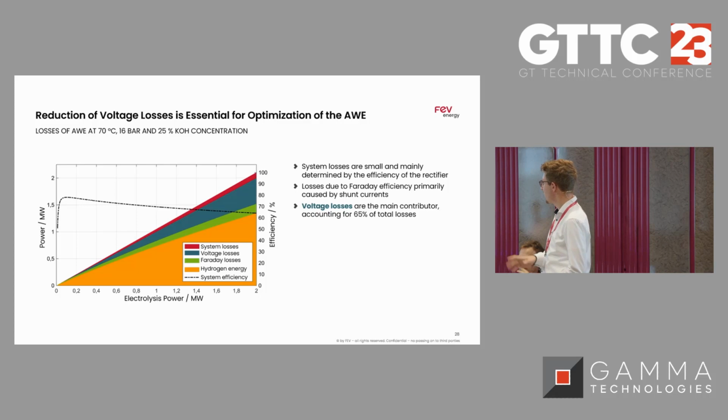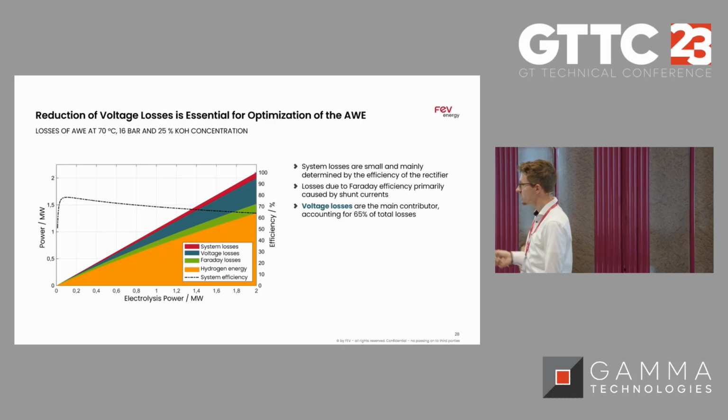So now we have power on the X and Y axis. We ramp up from 0 to 2 megawatts. The orange part is what we are left with in hydrogen energy, and the other colors are what we've lost along the way on the Faraday, so the mass losses of hydrogen, and then the voltage losses, which we can see have really the highest impact. Trying to reduce all these ohmic losses is really the key part, as it has the biggest impact on the losses.